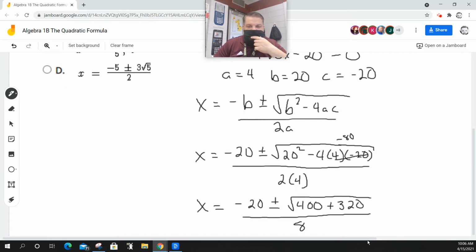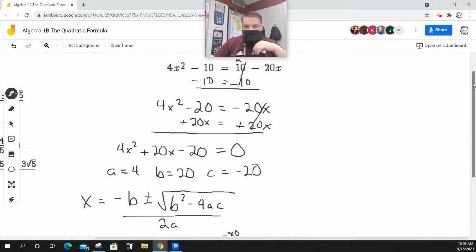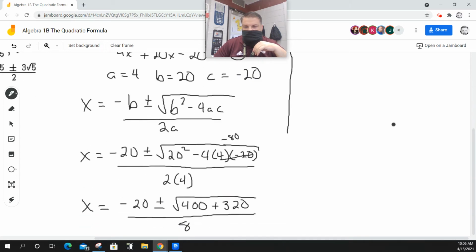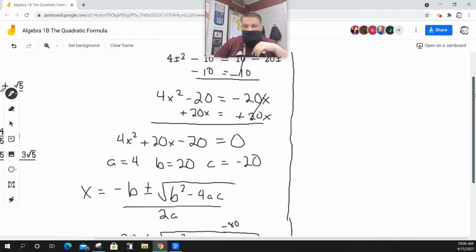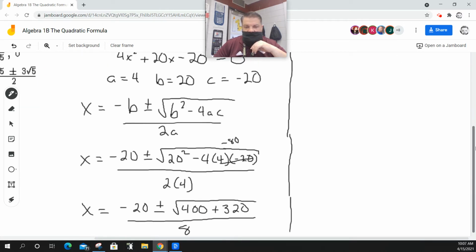So then I go, okay, cool. Now I got to move over here. On my next line, and I'm going to need some space, I'm going to have x is equal to negative 20 plus or minus the square root of 720 all over 8. Right? Is that right? Yeah.